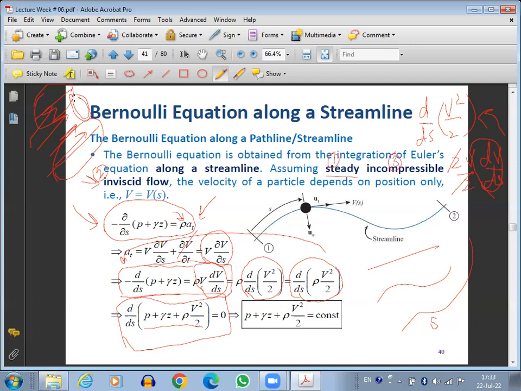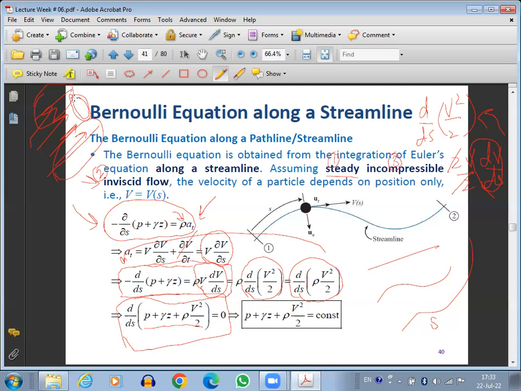Okay. So now we are moving towards a comparatively more complicated thing. In Euler's case, the fluid itself was not in motion, but the container was in motion. Now we are saying the fluid itself is in motion, but we put certain limitations. Steady flow, incompressible flow along the streamline, and inviscid flow.